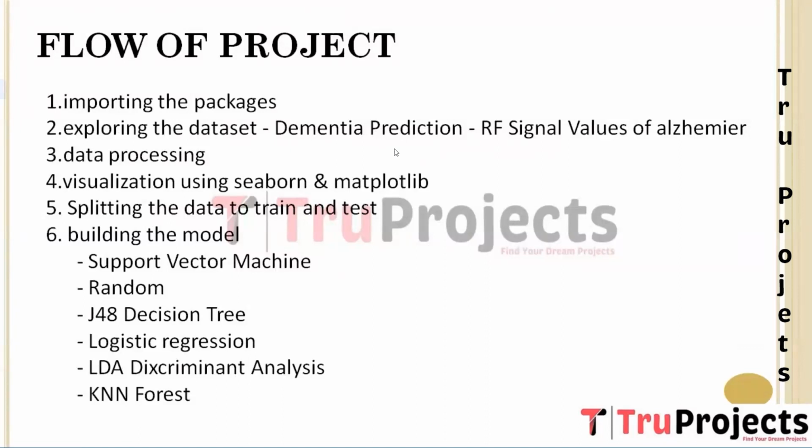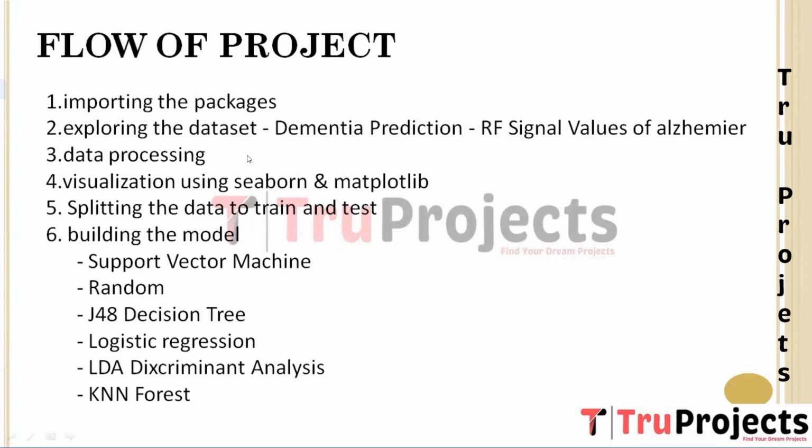Second, here we have exploring the dataset, dementia prediction, that is RF signal values of Alzheimer's. This step involves loading and exploring the dataset related to the dementia prediction, especially focusing on RF signal values associated with Alzheimer's disease. Exploratory data analysis may include understanding the structure of the data, checking for missing values, and visualizing key statistics.